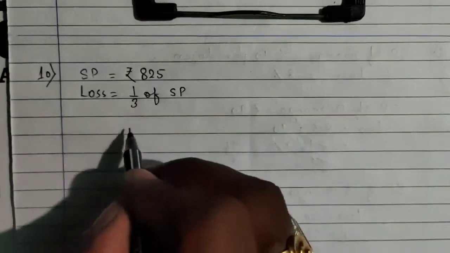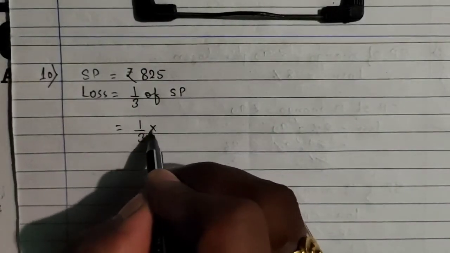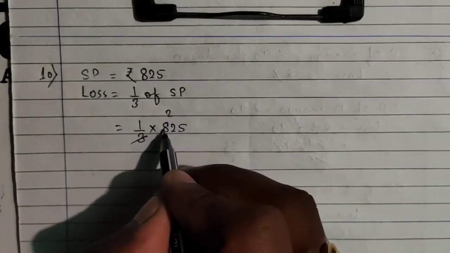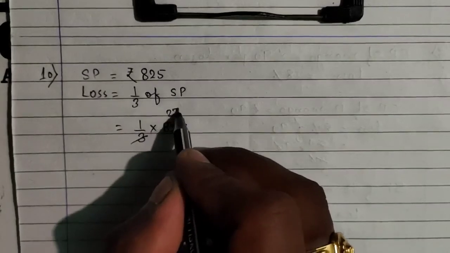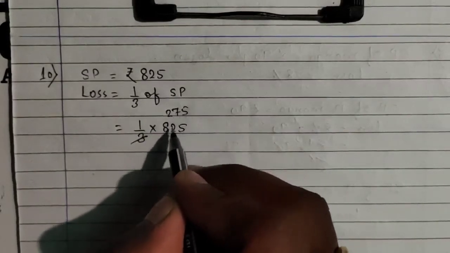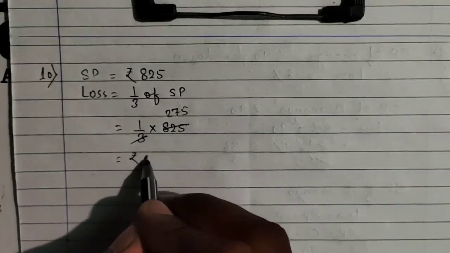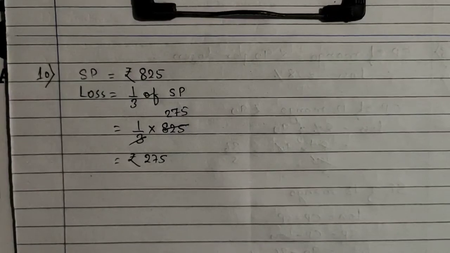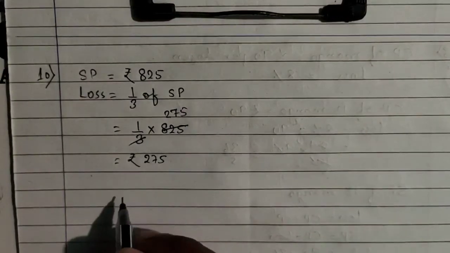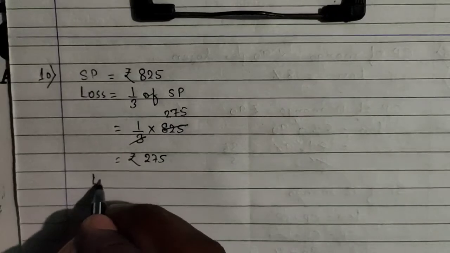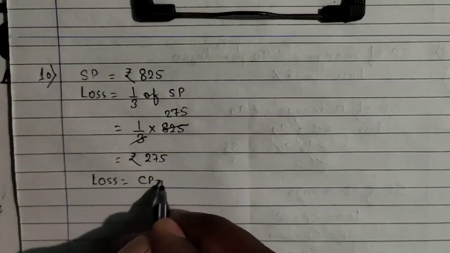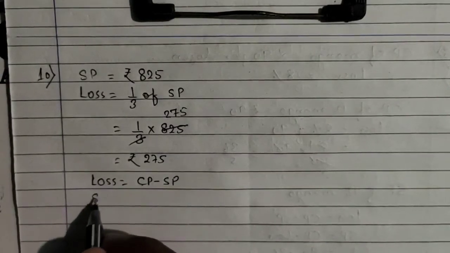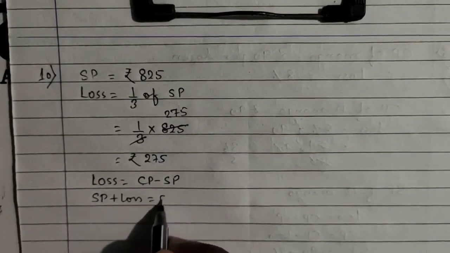As we know the value of selling price, we can calculate the loss. 1 by 3 into 825. Let us reduce. Loss is rupees 275. Now the next question is saying, find the cost price of the article. We have to calculate the cost price. So in case of loss, loss is equal to CP minus SP is the formula, and we have to calculate the cost price. It means SP will come to this side. SP plus loss is equal to cost price.